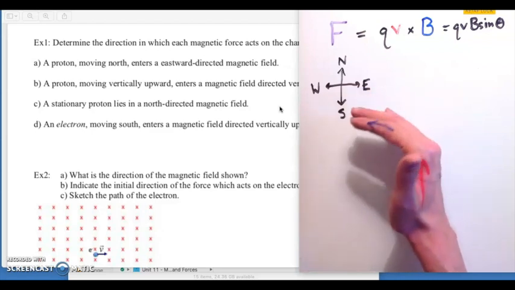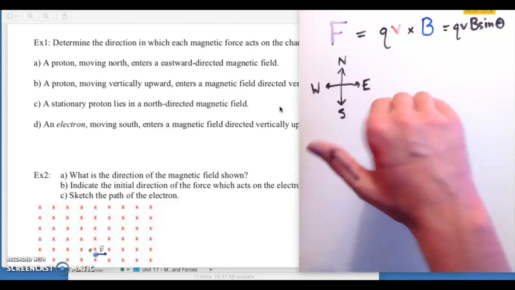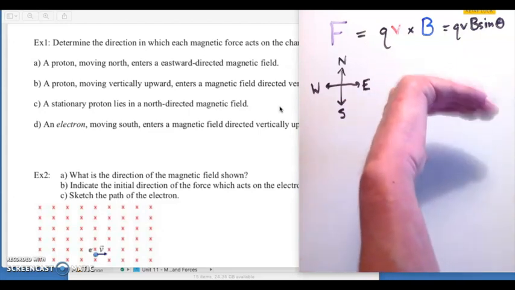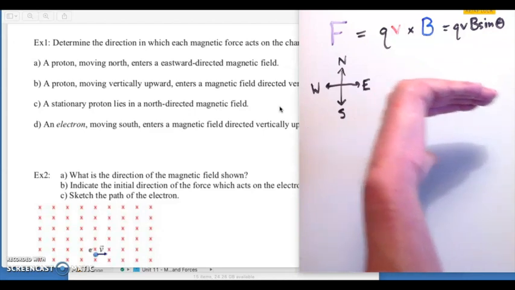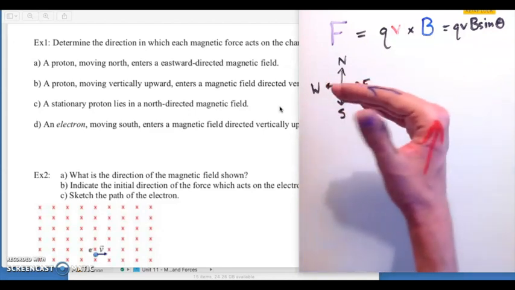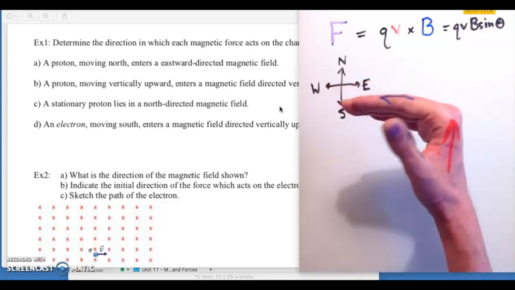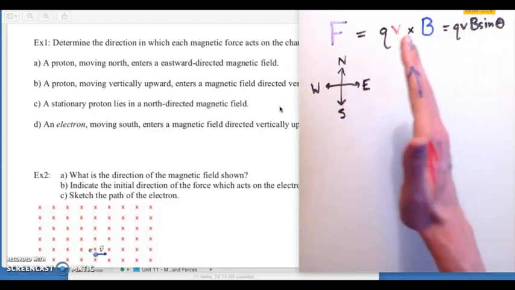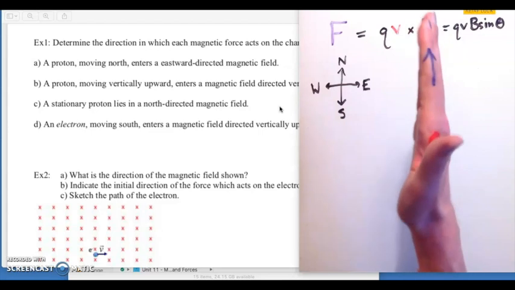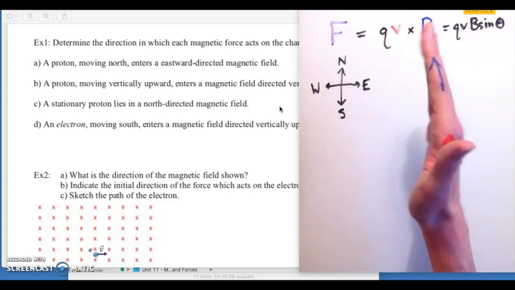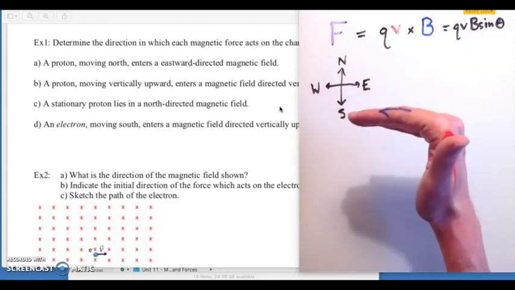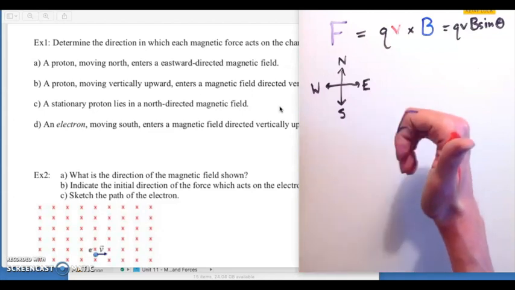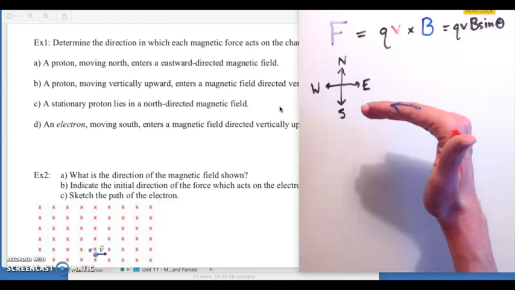Now my fingers, which are the magnetic field, remember, point this way. A couple of things that you may not do. Don't bend your wrist. Your wrist has to stay rigid. Your fingers only have one joint for this law, that's right here. If you're bending these, no, you're doing it wrong.